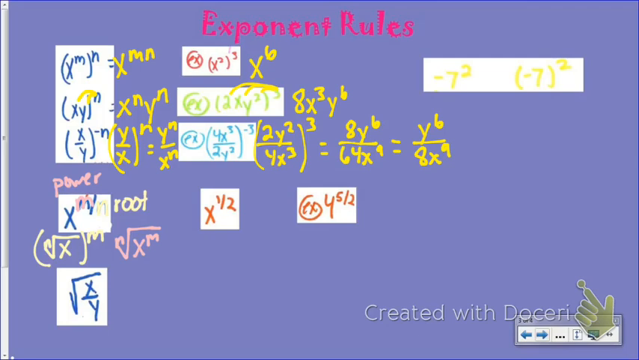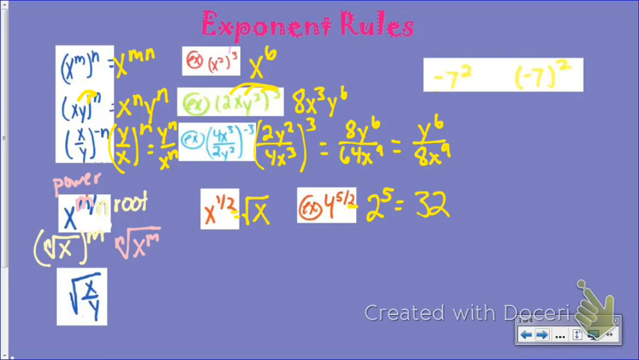So for example, x to the 1/2 power is the same thing as the square root of x to the first power, which is just the square root of x. If I have 4 to the 5/2 power, that means I take the square root of 4 and raise that to the 5th power, which is 32.